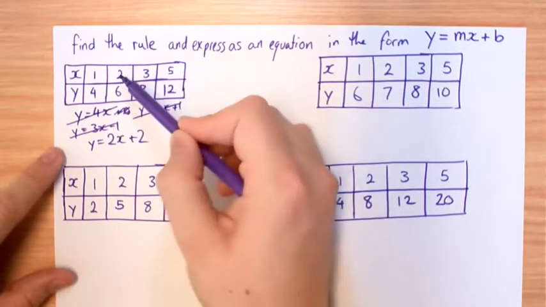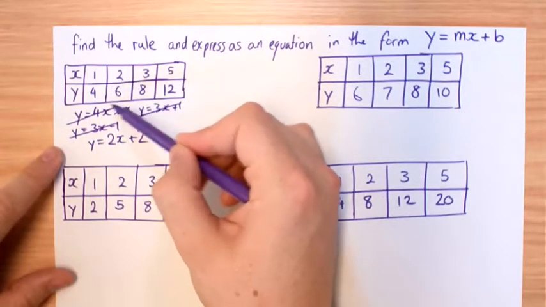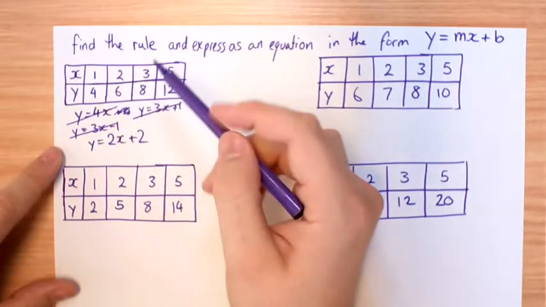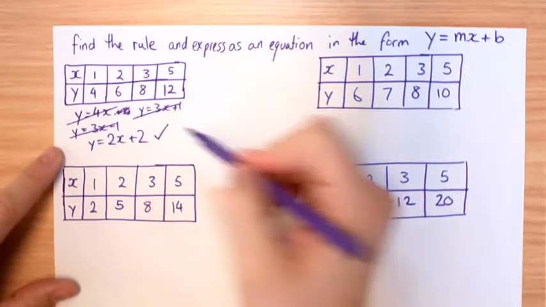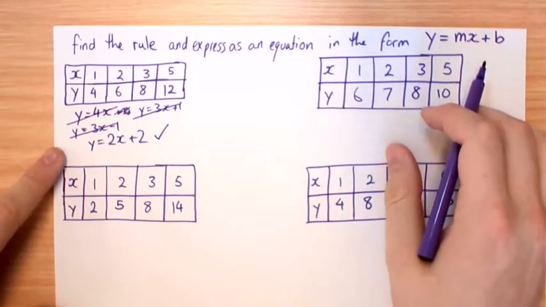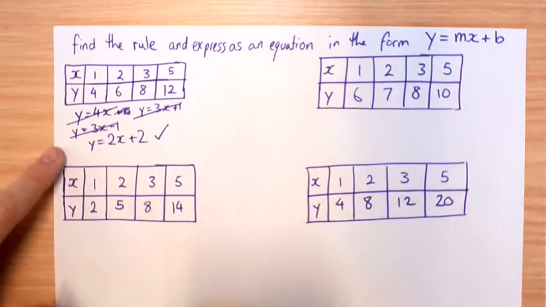It works for this one already. 2 times 2 plus 2 is 4 plus 2, which is equal to 6. And 2 times 1 plus 2 is also equal to 4. So 2 times x plus 2 is our correct rule for that. You see, there's a lot of guessing and checking, but it's all educated guesses based on these numbers. It's a bit of a detective game. Let's have a look at our next one.